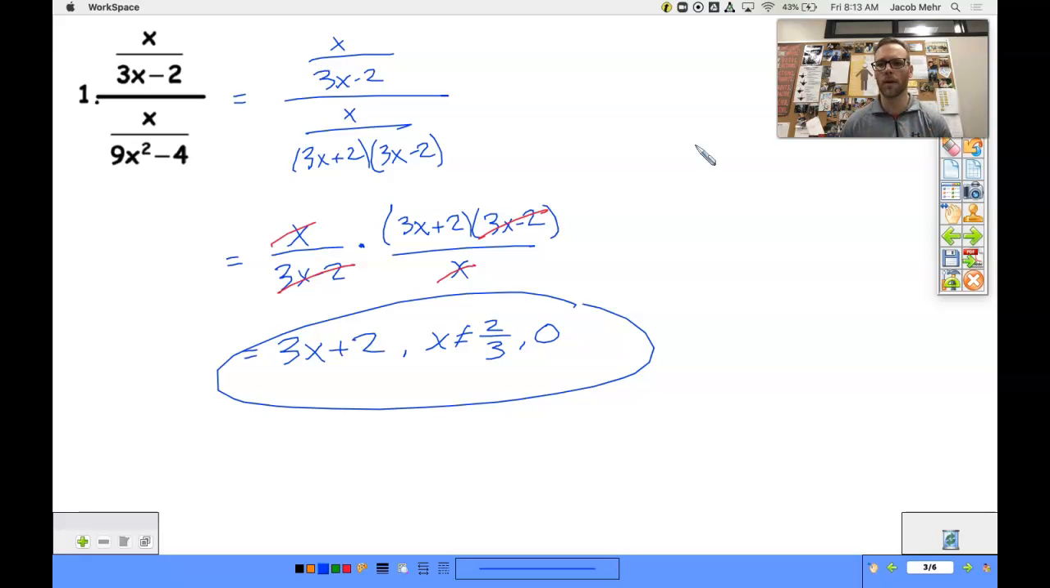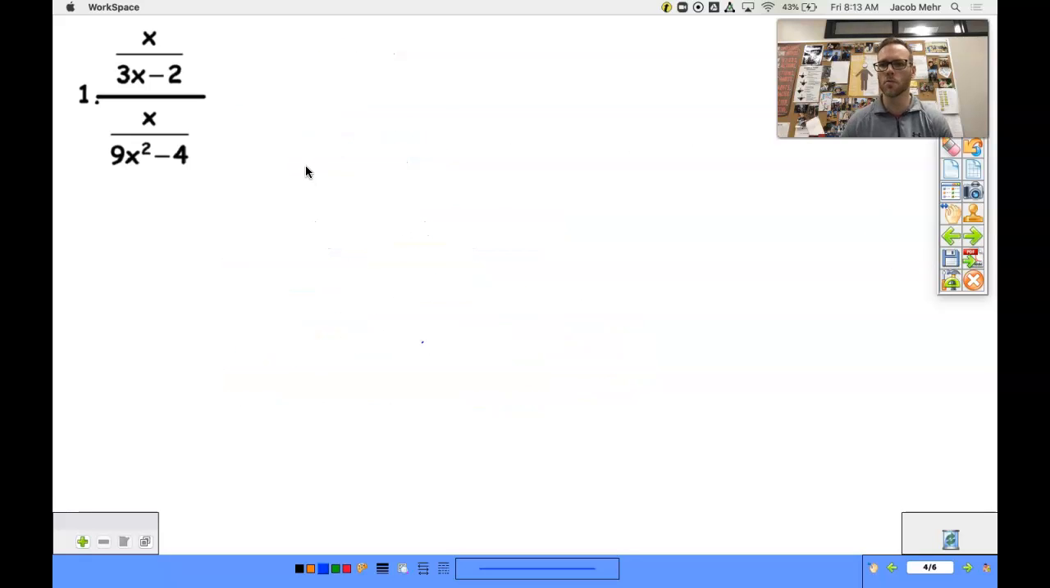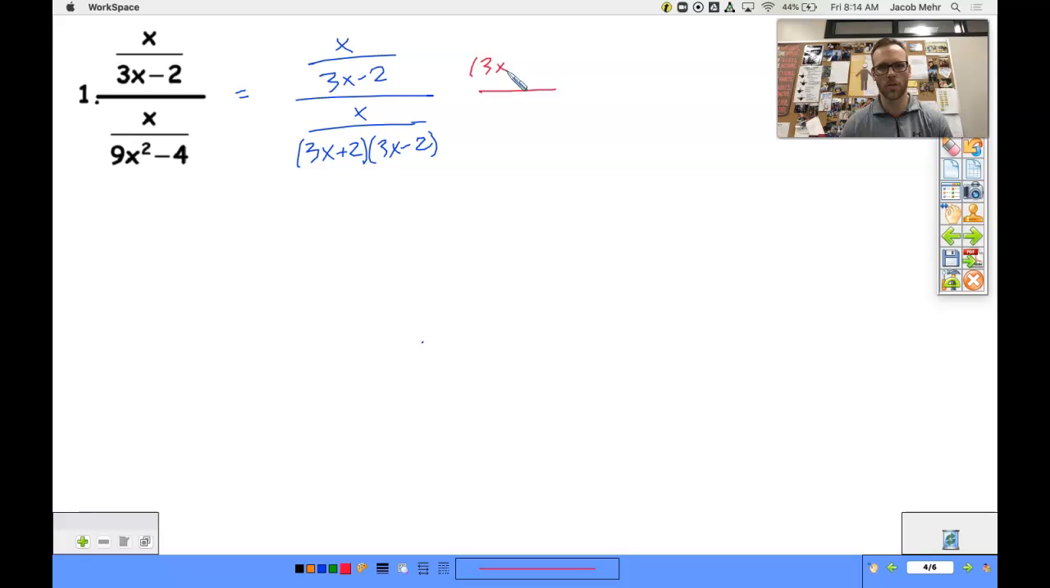Changing division to multiplying by the reciprocal. I do want to show you the other method for this one as well. So, like we did, we factor right away. Okay. Now let's multiply by the LCD in the numerator and denominator. Now, what is that LCD? Looking at it, it's 3x minus 2 and 3x plus 2, right? It's got to have a 3x minus 2, a 3x plus 2, 3x minus 2, already have it.